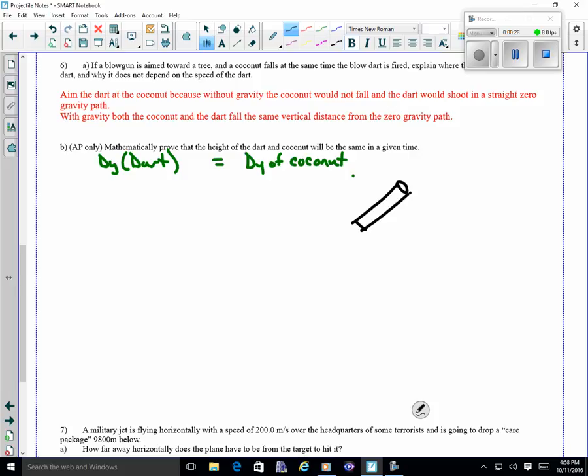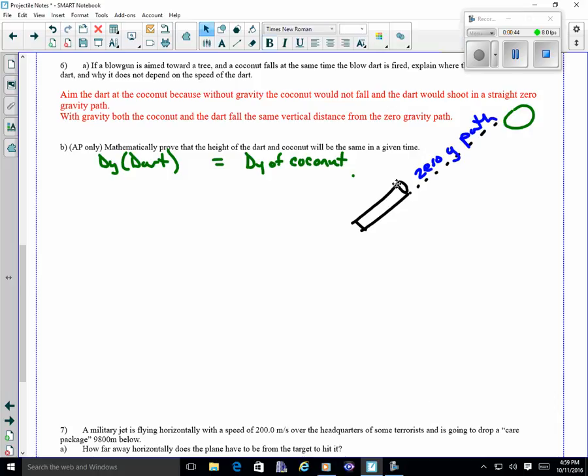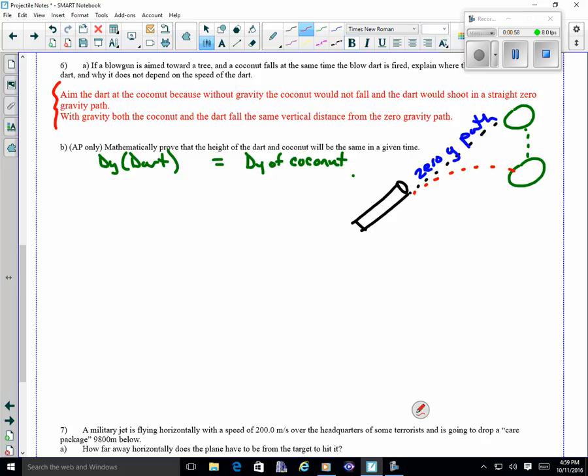And so let's say your coconut was up here. Now, if there was no gravity, the coconut would just stay there, and your dart would go along this zero gravity path, zero G path. It would go in a nice straight path. Well, with gravity, the coconut falls, but so does the dart. And the dart falls the same amount as the coconut does from the zero gravity path. So this is what I wrote all here in red. And so therefore, you always want to aim the dart at the coconut.